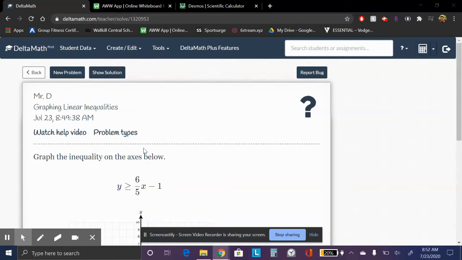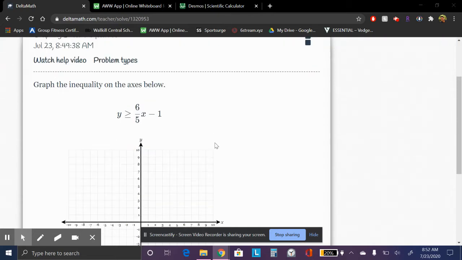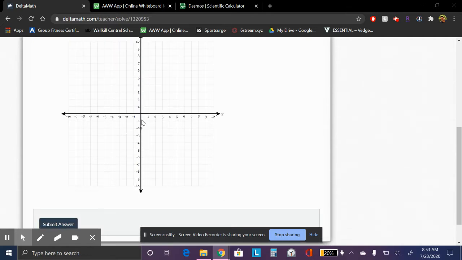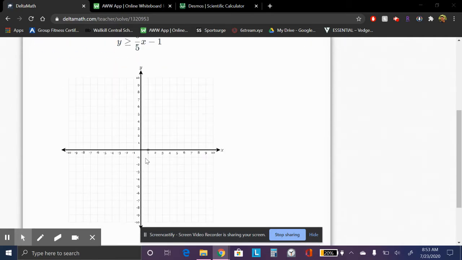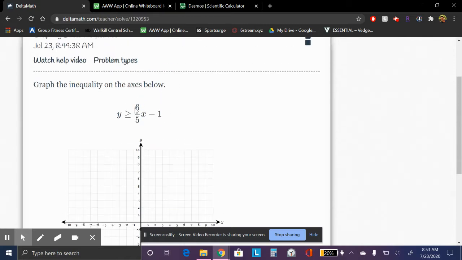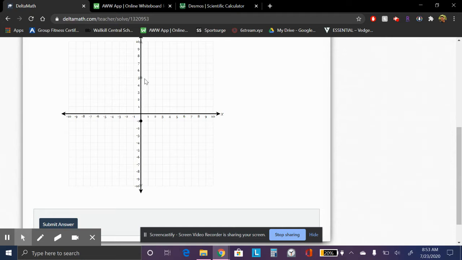Today's video, we're going to be graphing linear inequalities, which is pretty much similar to when we graph lines, except the only difference is we have an inequality, so we have to do some shading in our graph because it could have multiple answers. Now, you would graph these like you would with any y equals mx plus b equation, right? You start at -1, click it, and then you go up 6 to the right 5. So up 6 to the right 5.